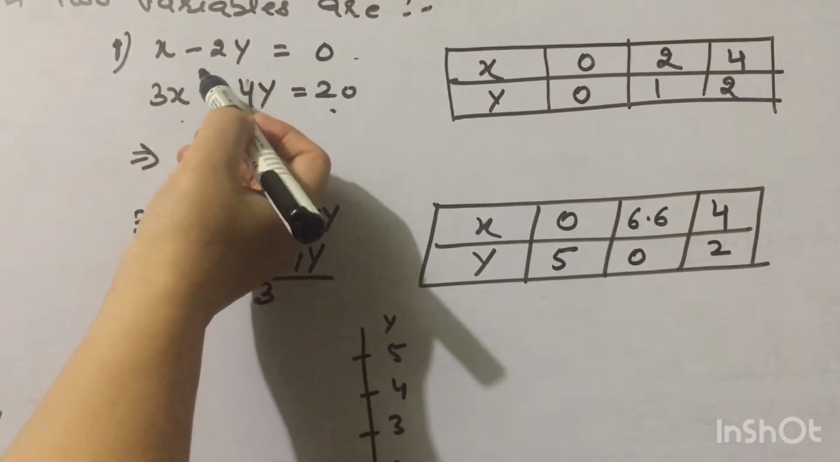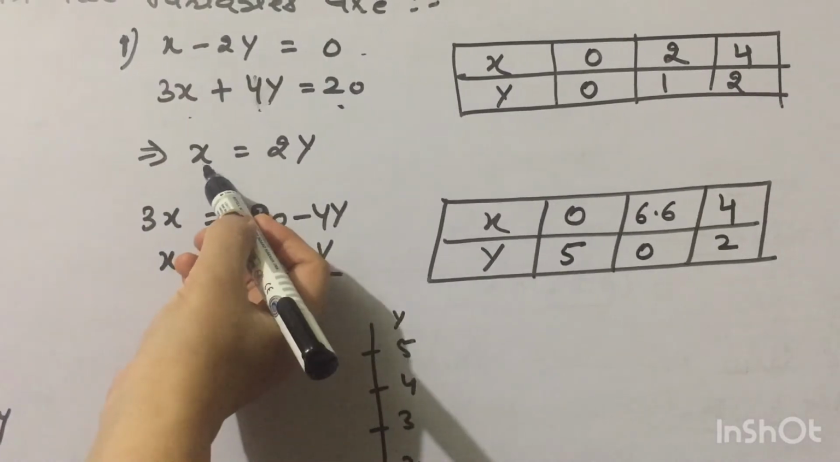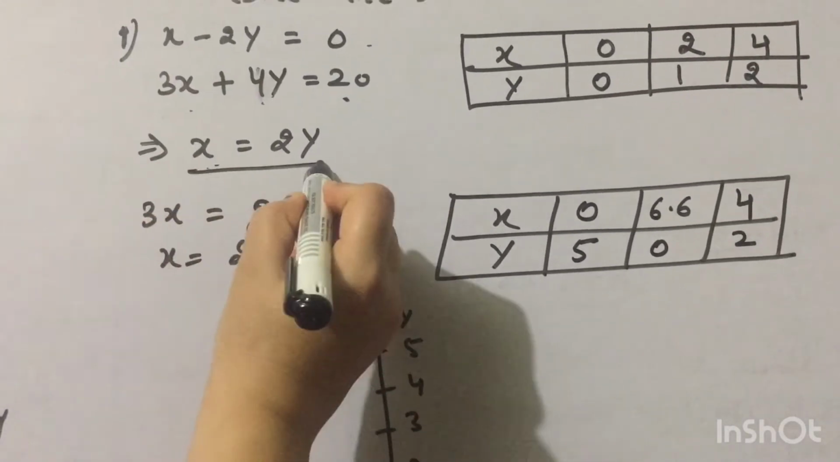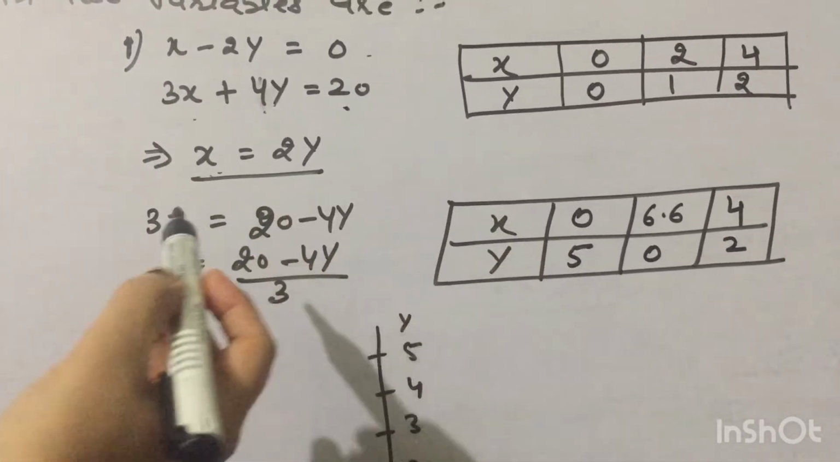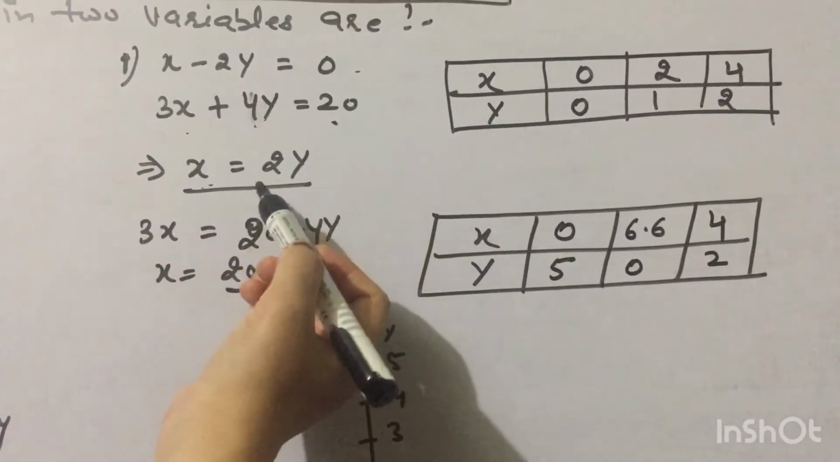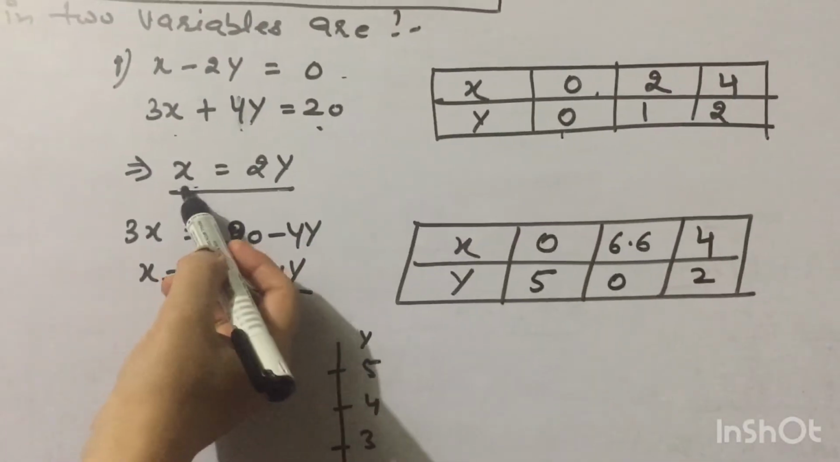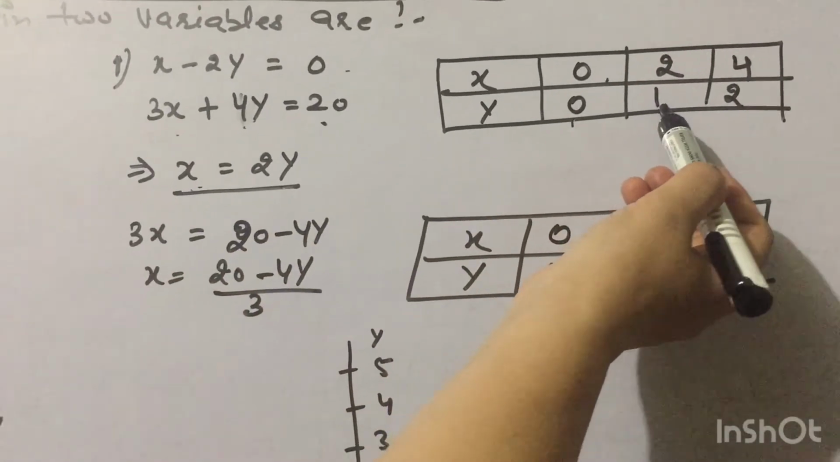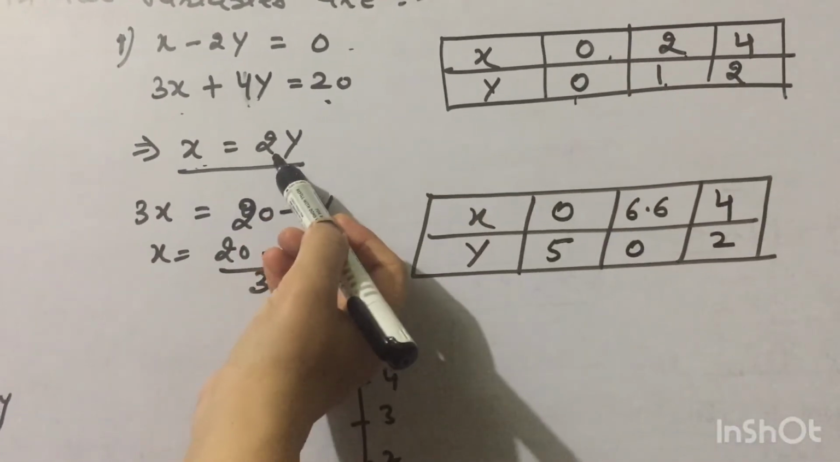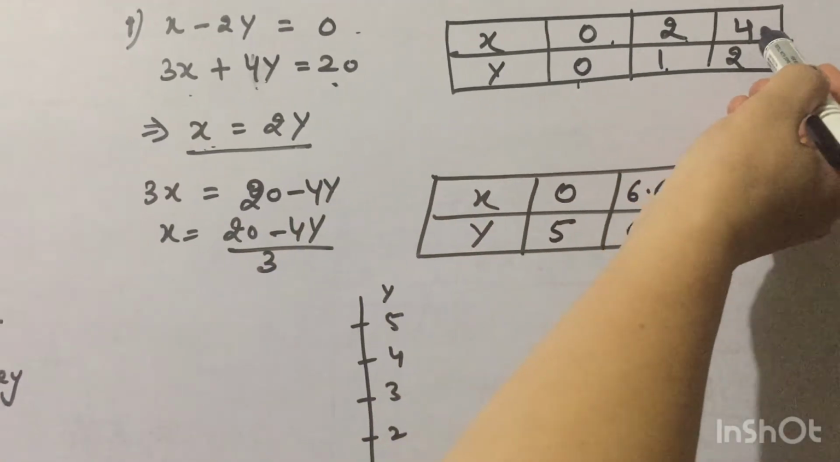Now the first equation is x minus 2y equal to 0. We can write it as x equal to 2y. Now put the value of y, we get the value of x here. If we put y 0, we get x 0. If we put y 1, we get x 2. If we put y 2, we get x 4.